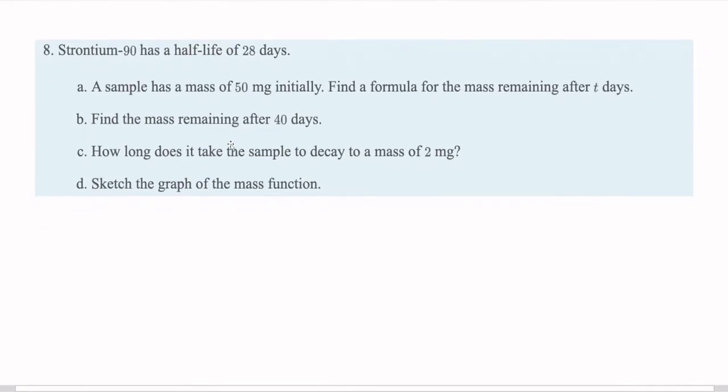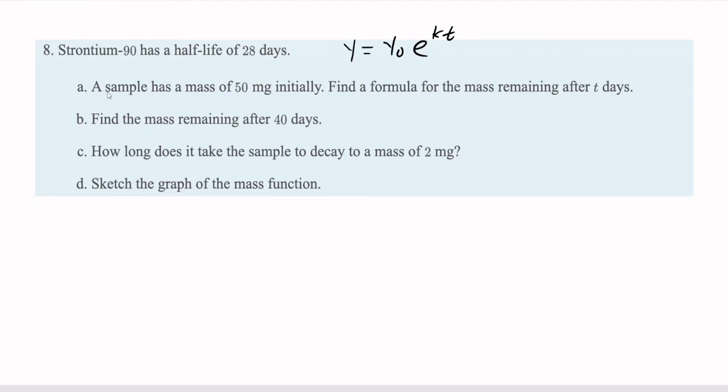Okay, so next example. Strontium 90 has a half-life of 28 days. So this, again, is just another specific example of using this formula. Now, half-life means that after 28 days, whatever amount you had to start, and to stress this, it does not matter what amount you had. You could have had 1 milligram to start or 500 pounds to start. It will halve in 28 days, okay? So we got to use this.